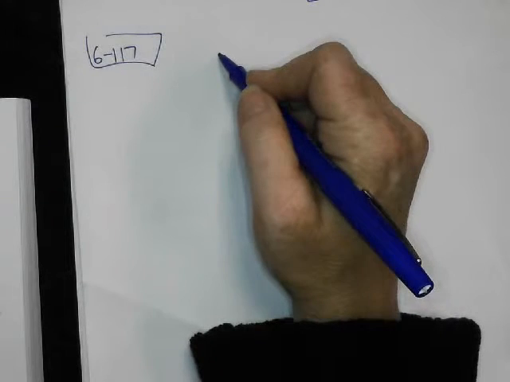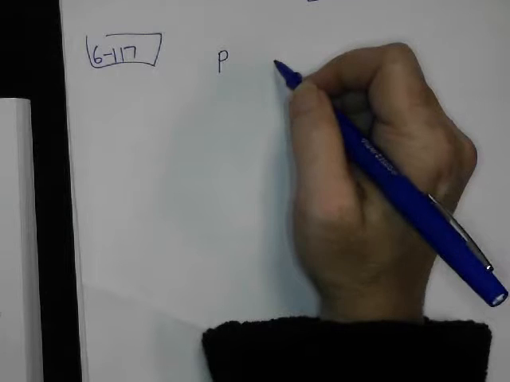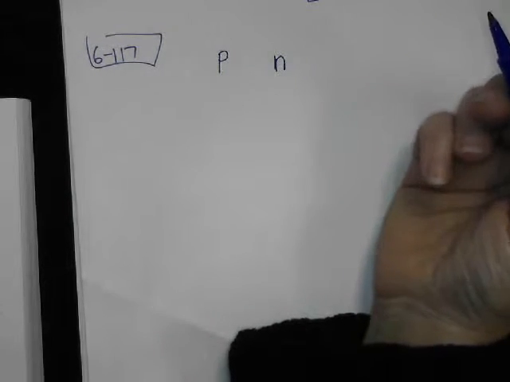So my let statement is going to be P for peaches and N. P is the number of peaches and N is the number of nectarines. Is that okay? That's pretty clear, right? P is going to stand for peaches.